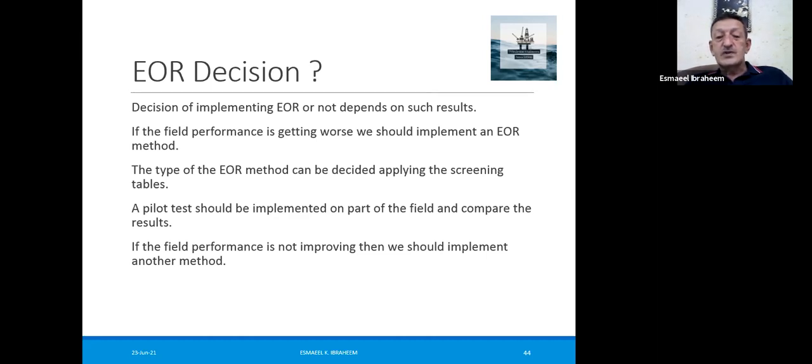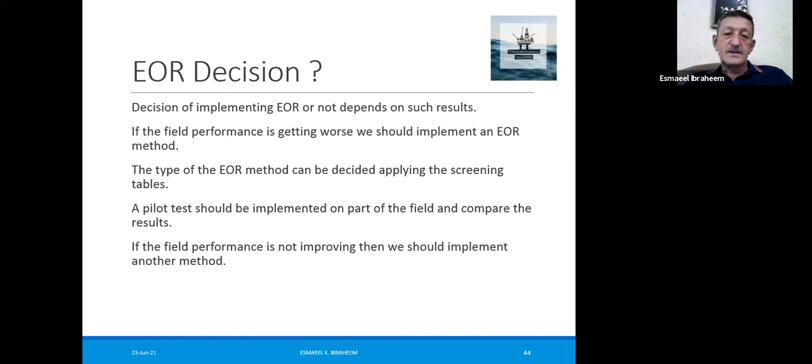A pilot test should be implemented on part of the field or the reservoir for the EOR method, and you see what the results are. Are they suitable for your case? Are they economical? Are they technically possible? And then decide. If not, then you have to change to another process of EOR. If the field performance is not improving, then we should implement another method.